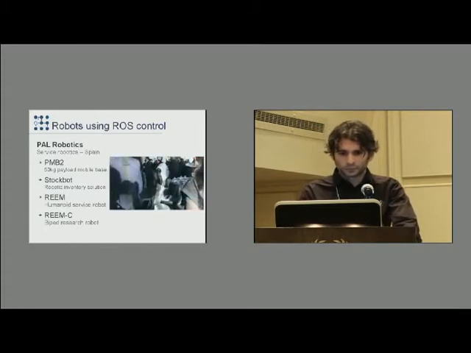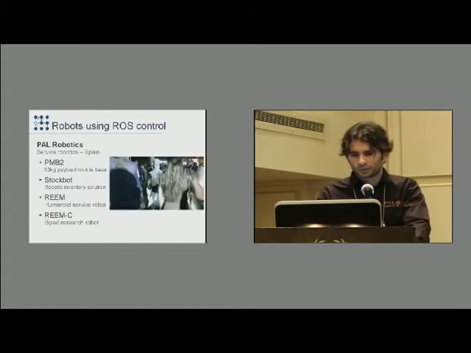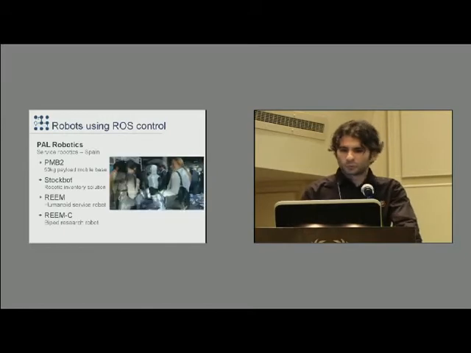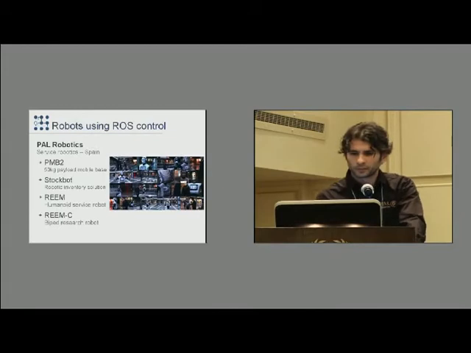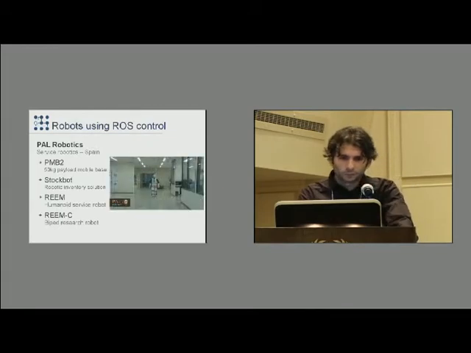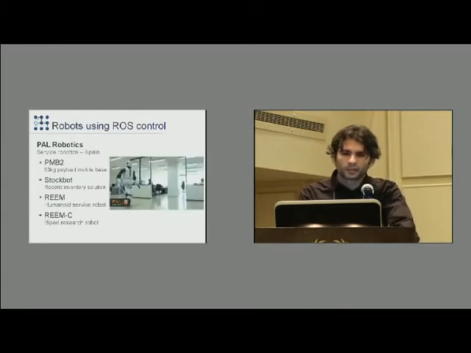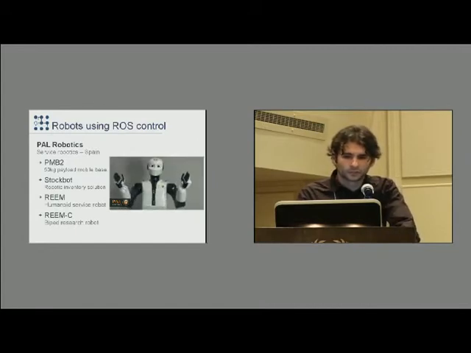Then we have the REEM, which is a humanoid service robot. So this guy uses MoveIt, joint trajectory controllers, IMU controllers, uses a lot of things. And finally we have REEM-C, which is a biped research robot. It has a proprietary walking controller that is compatible with the ROS navigation stack.